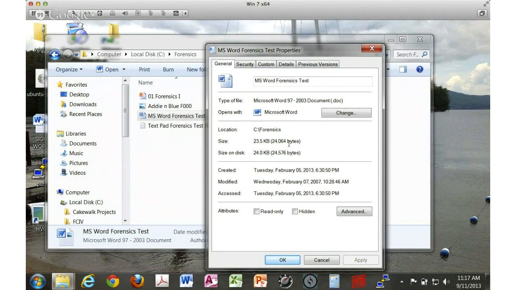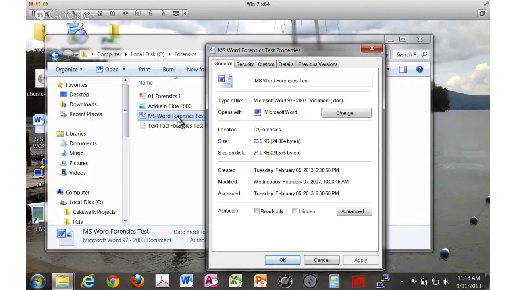Well, the extension identifies, should we believe it, the file format. But in the operating system, of course, it also creates an association because what did I do? I double-clicked on Microsoft Word forensics test. Microsoft Word opened, and then it loaded the operating system and loaded the forensics test file here.